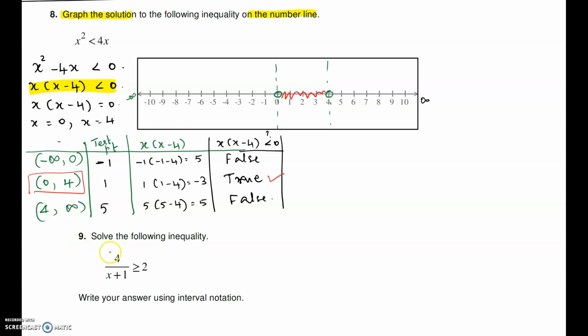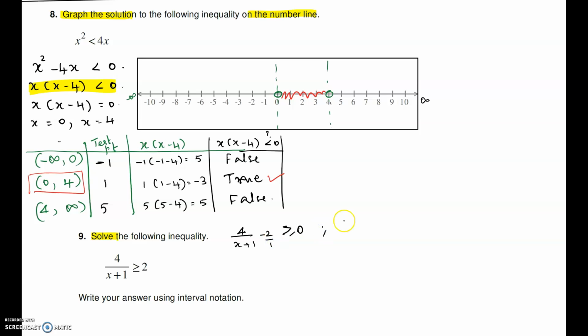Problem number 9. Solve the following inequality. 4 over x plus 1 is more than or equal to 2. The first step is to move everything to one side. So 4 over x plus 1 minus 2 is greater than or equal to 0.